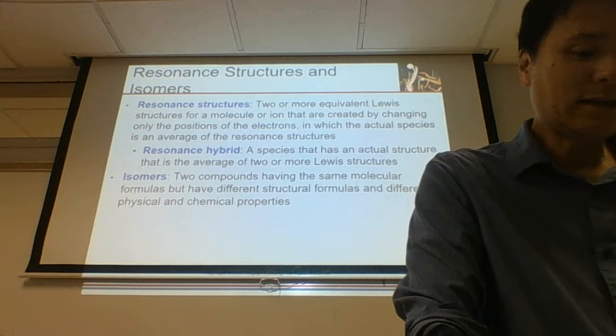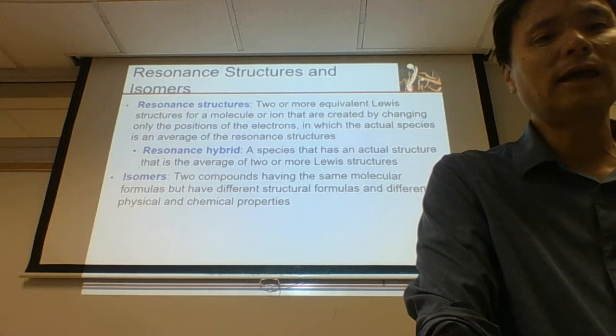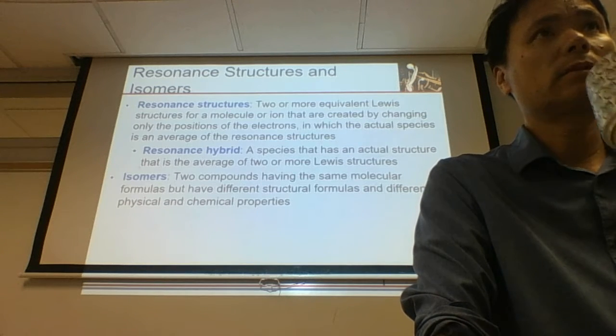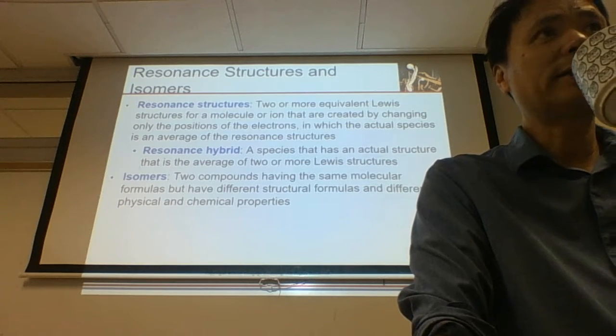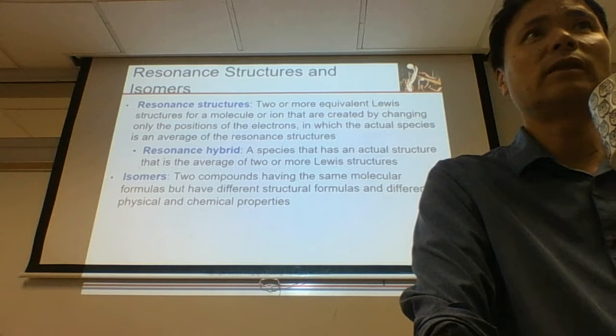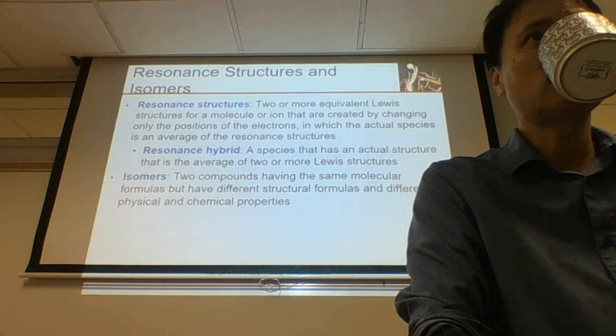In quantum mechanics, it doesn't come out like this. This is what we call a light version of quantum mechanics. This is what we're doing. This is quantum mechanics light. In the full version of quantum mechanics, we don't even get resonance structures. We just get the hybrids spit out straight.